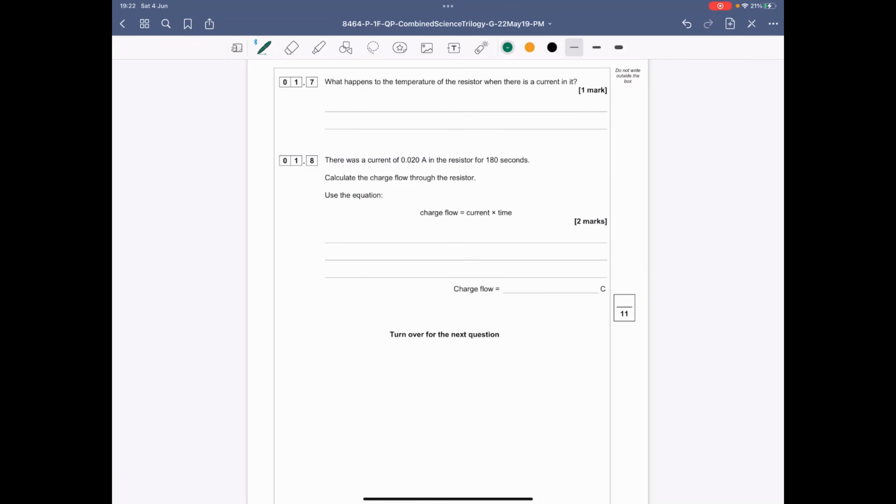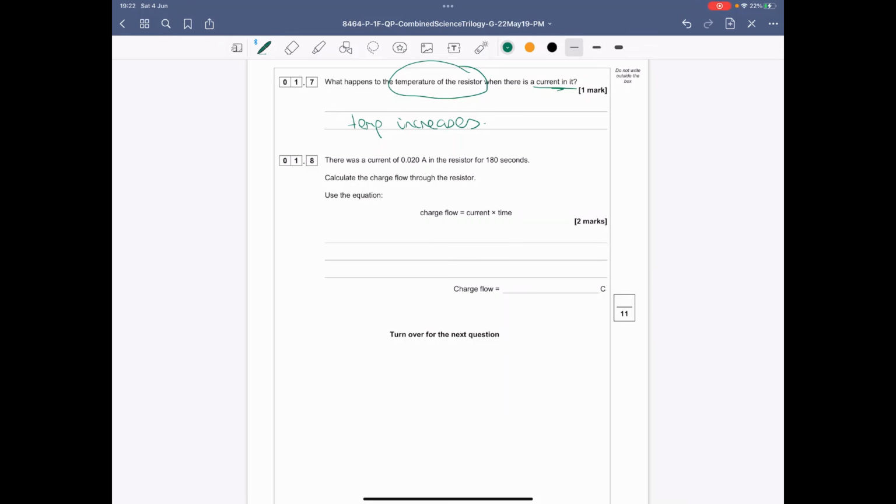Question 1.7 then. What happens to the temperature of a resistor when there is a current in it? So what happens to the temperature? Well, think of any circuit. The more current that you put into a circuit, generally they get hotter. So it would say the temperature increases.